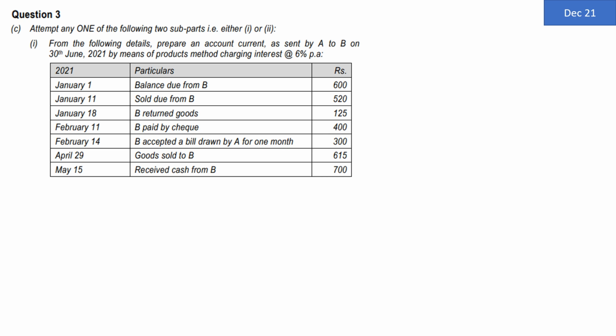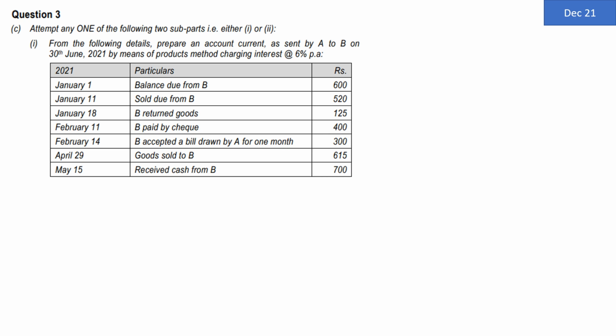3C1. From the following details, prepare an account current as sent by A to B on 30th June 2021 by means of product method charging interest at the rate of 6% per annum. So 2021 January 1st, balance due from B rupees 600. January 11th, sold to B rupees 520, that means goods must be sold to B. January 18th, B returned goods rupees 125.